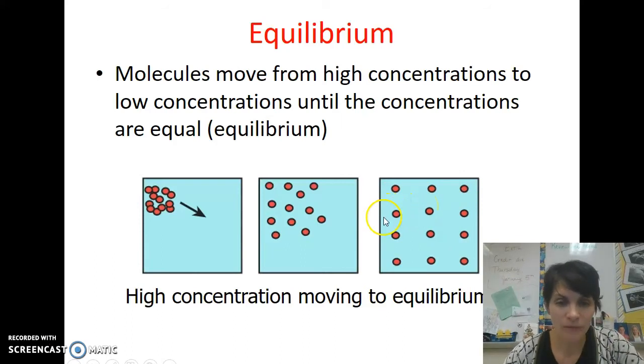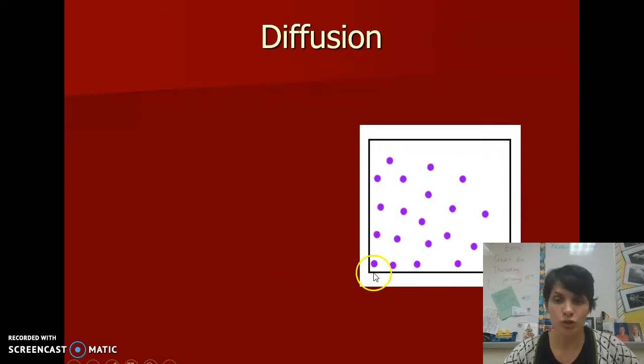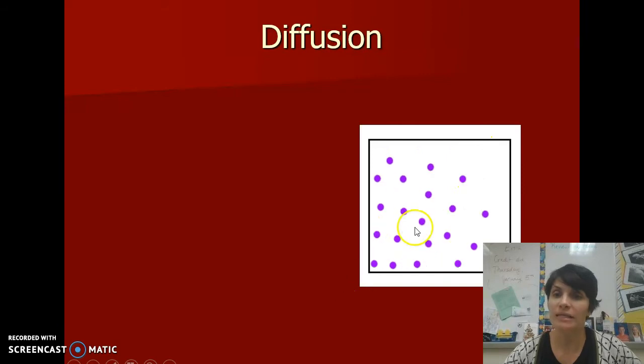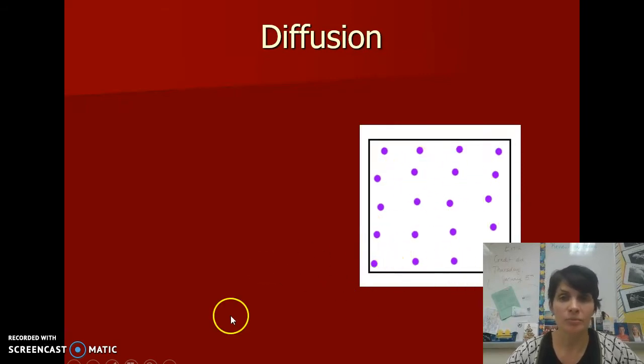All right, so those are our terms that we needed to know. We're going to move on to diffusion. Here is a little showing of the molecules moving out until they reach equilibrium, and they kind of are happy in their place.